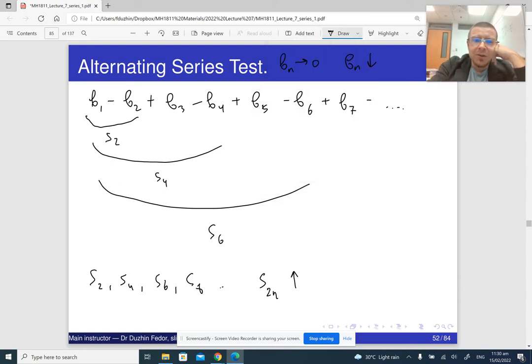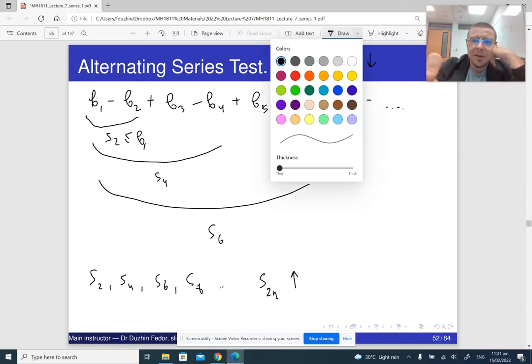Look at S2. S2 is smaller than B1, right? Well, less than or equal to B1, because S2 is obtained from B1 by subtracting something positive. How about S4? So now let us look at S4, and here is what we can do.